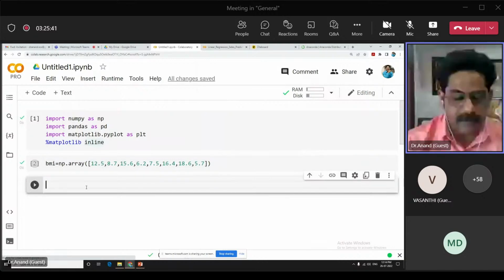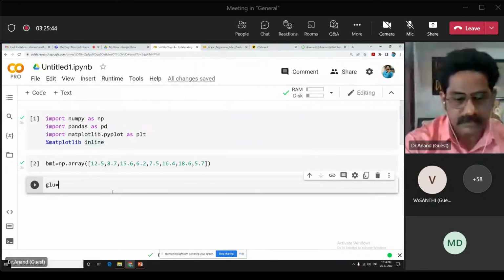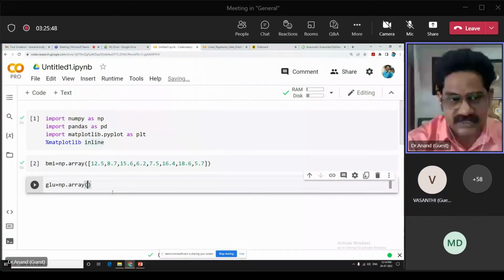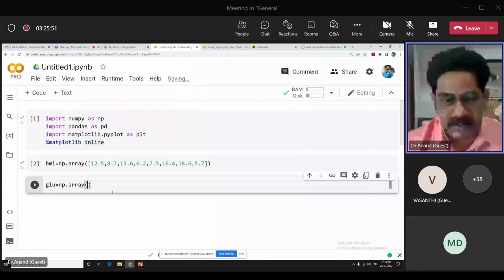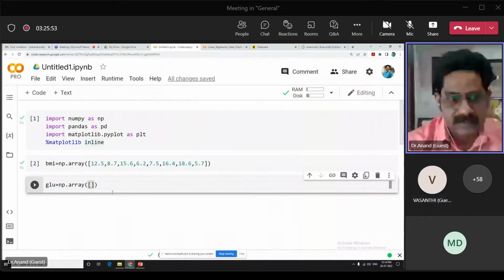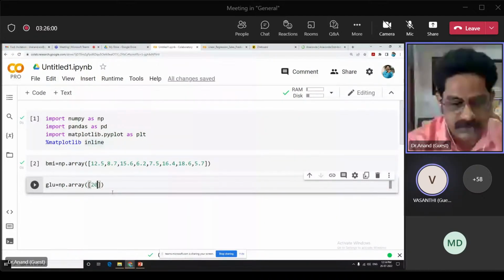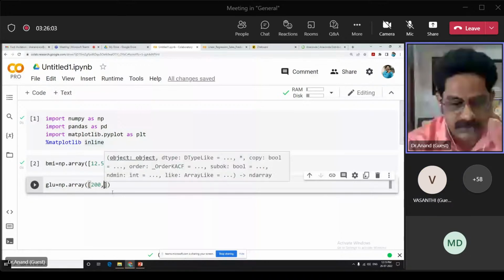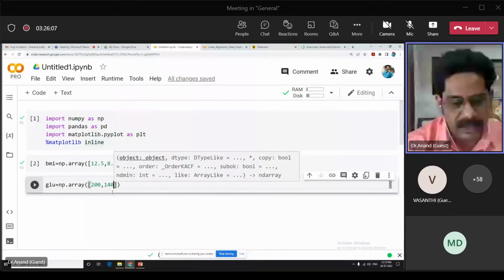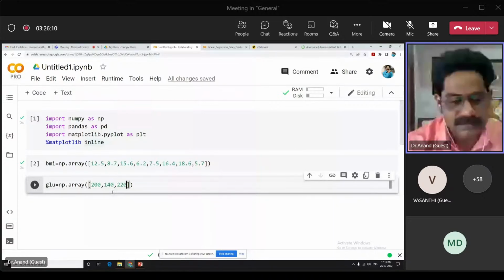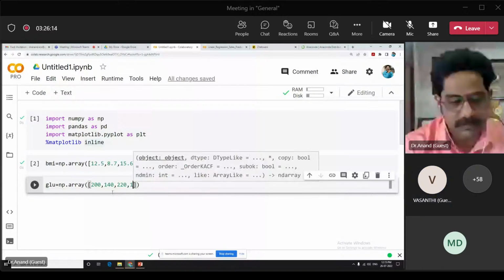Okay, another array, I'm going to define blood glucose, np.array. Just quickly, I will show you the basic syntax of Python, then we'll jump into the real data. Just 5 minutes, we'll understand some basic syntaxes in Python. So for each and every BMI, I have a respective glucose value. Say this is 200 milligrams. This is 140 milligrams. For 15.6, I have got 220 milligrams. For 6.2, I have got 120 milligrams.